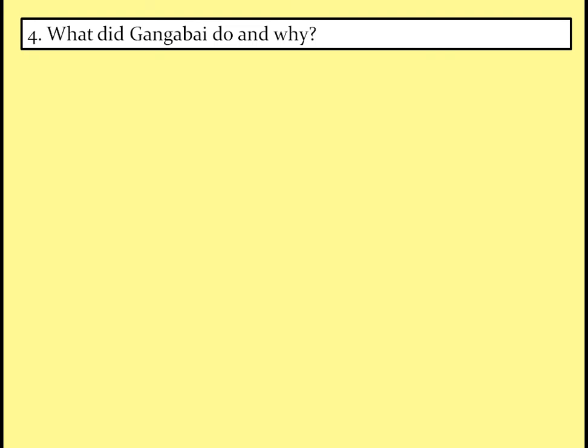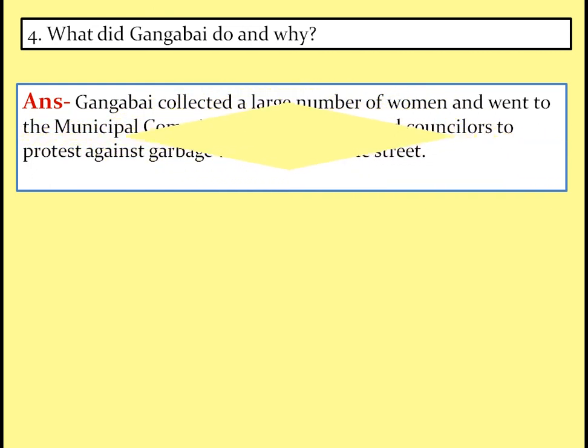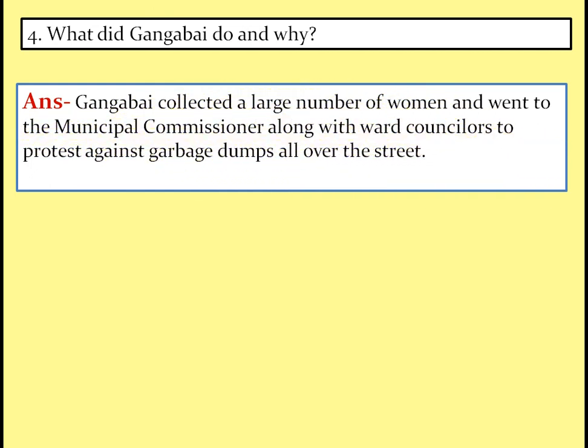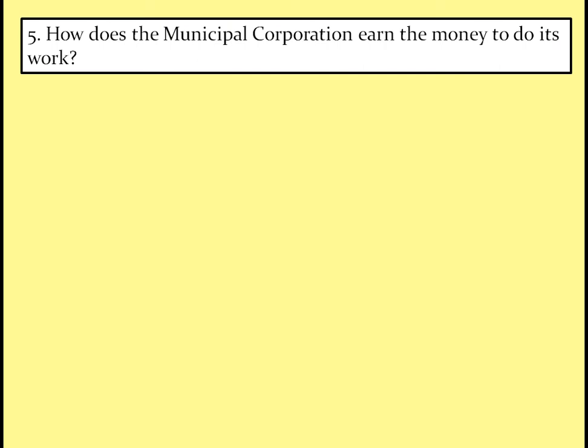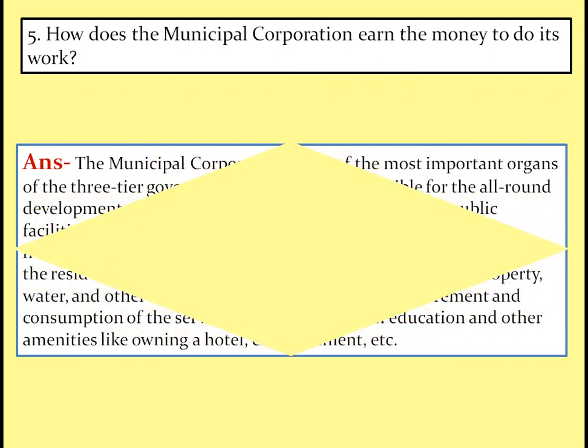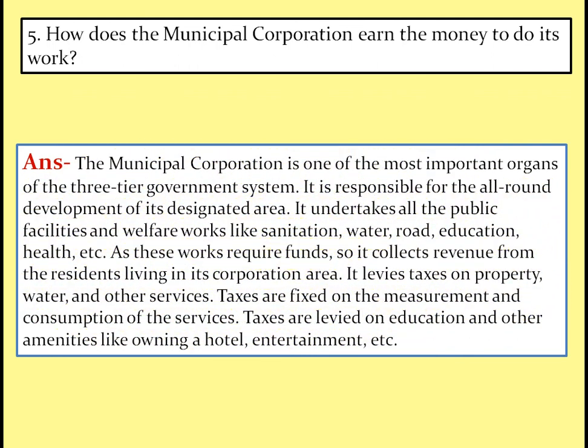Next, what did Gangabai do and why? After reading the story, it is clear to you what Gangabai did and why. So let's check out the answer. Gangabai collected a large number of women and went to the municipal commissioner along with the ward councillor to protest against the garbage dumped all over the street. So finally, you are understanding this question and answer in a systematic way. How does the municipal corporation earn the money to do its work? From the collection of taxes, they are doing all this work. So this slide is representing this.